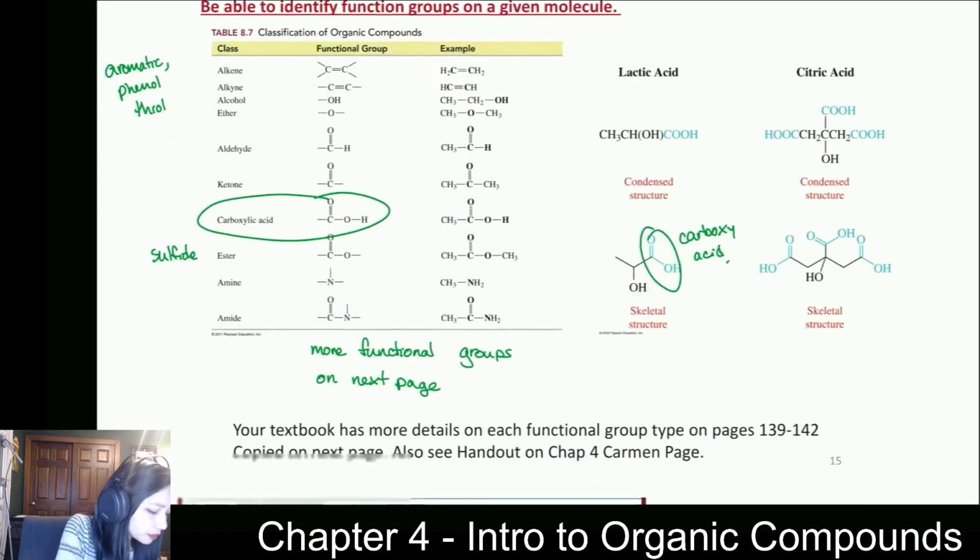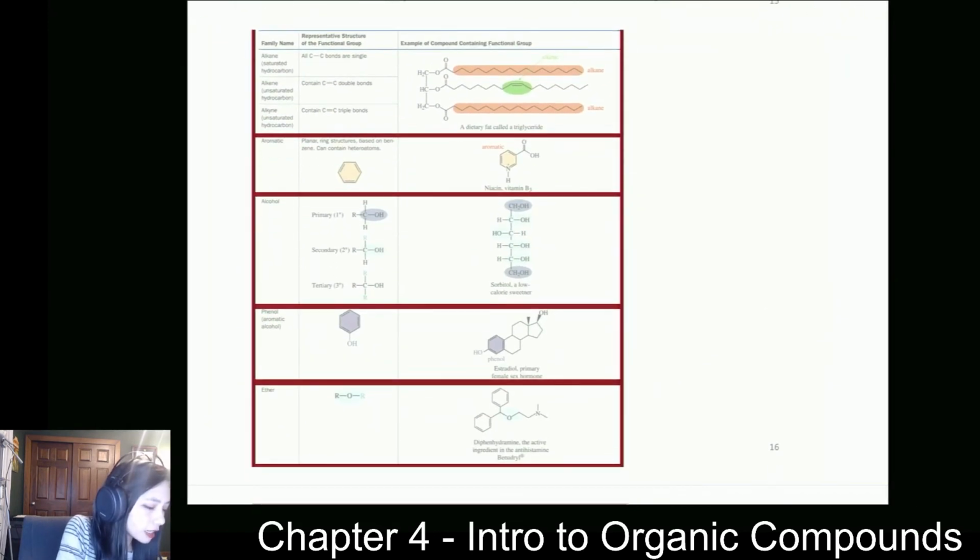All right. So these slides contain very detailed pictures of what a lot of the functional groups are, and some details about how many other carbon groups are off of the functional group.